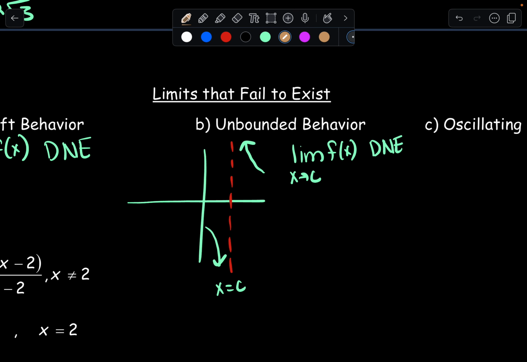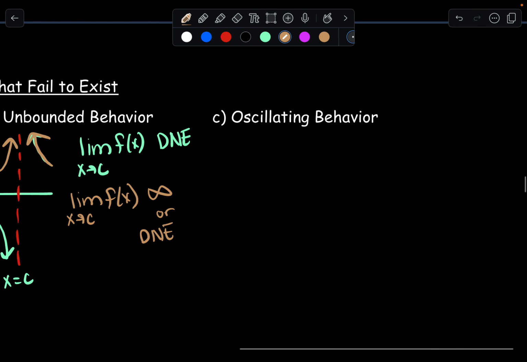Now, what if we change this up a little bit? What if they're both approaching positive infinity? All right, well, the limit as x approaches C for f of x will have two possible answers. It could be infinity or does not exist, all right? And the same can be said for negative infinity. If both sides are approaching negative infinity, the potential answer could be negative infinity or DNE. It's all about what's happening from the left and the right side.